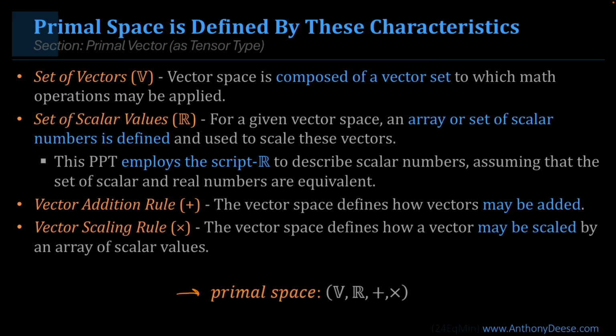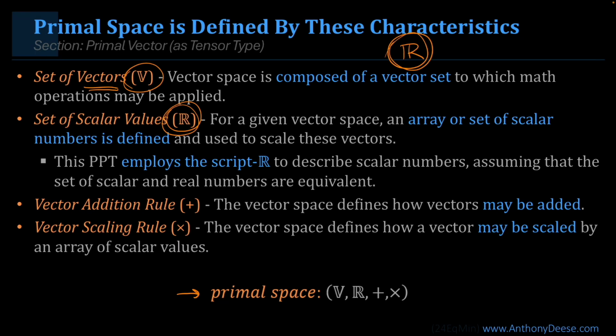So now we're going to get into a more mathematically accurate description of our primal space. It's composed of a set of vectors, which is described by this script here. A vector set to which math operations may be applied. We also have a set of scalar values. Now in this PowerPoint, we're going to use the script R to represent real numbers / scalar numbers. So we're just going to assume all scalars are real, and obviously all real values are scalar.